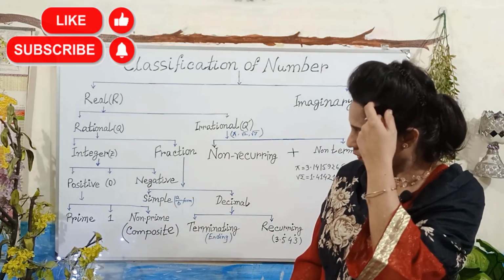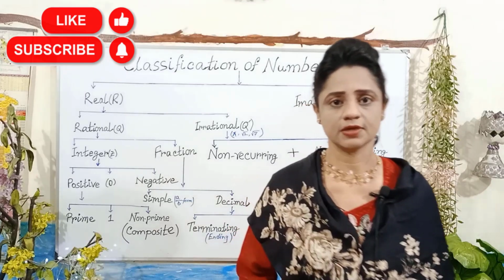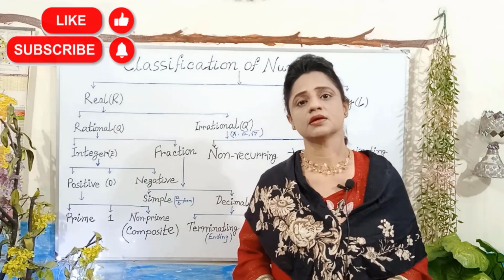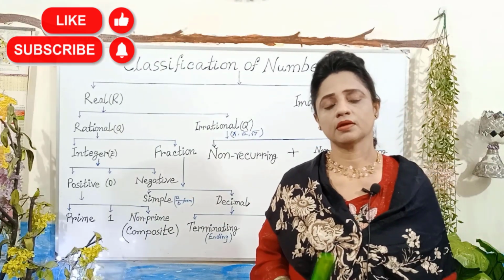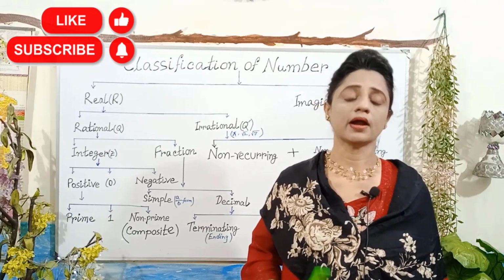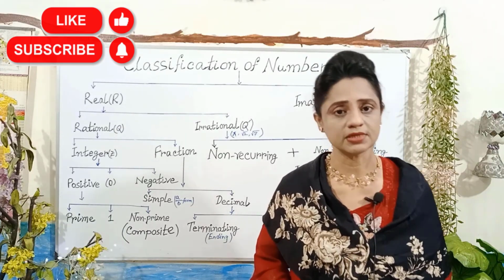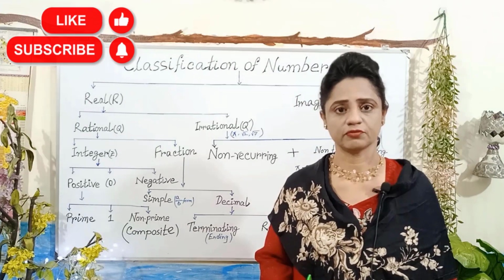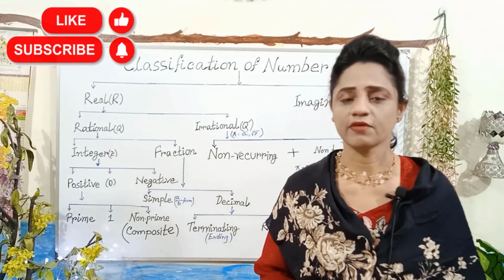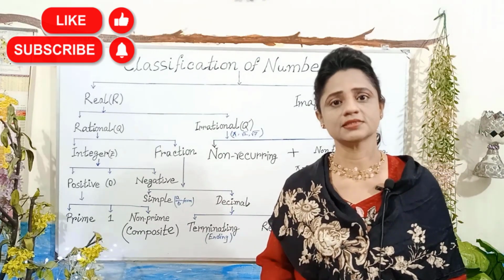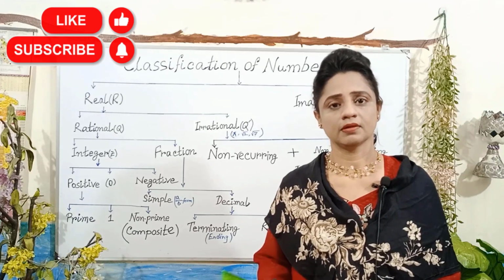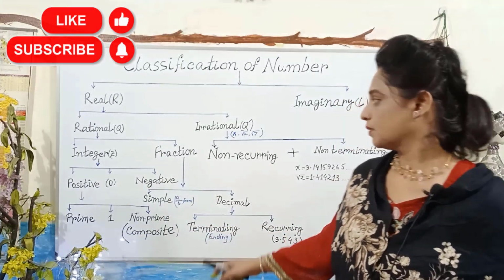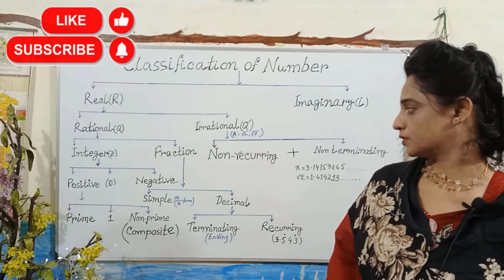And 1. Non-prime numbers are composite numbers. What is non-prime number or composite number? Non-prime number is where there are other factors of the number including 1 and the number itself. For example, 6. What are the factors of 6? 1, 6, 2, 3. These are the factors. So, and 1 itself. These are the three types of positive number.